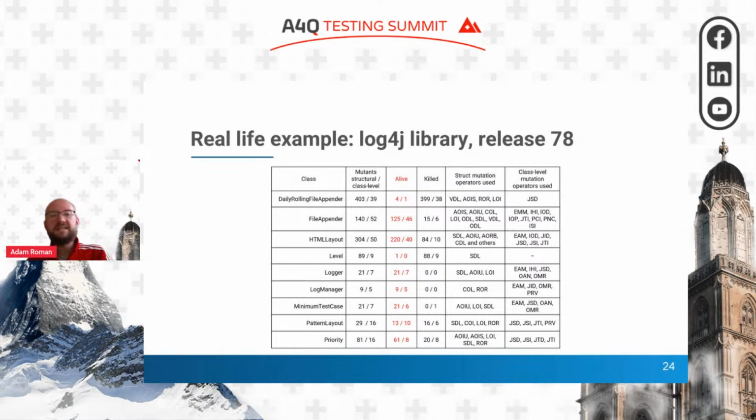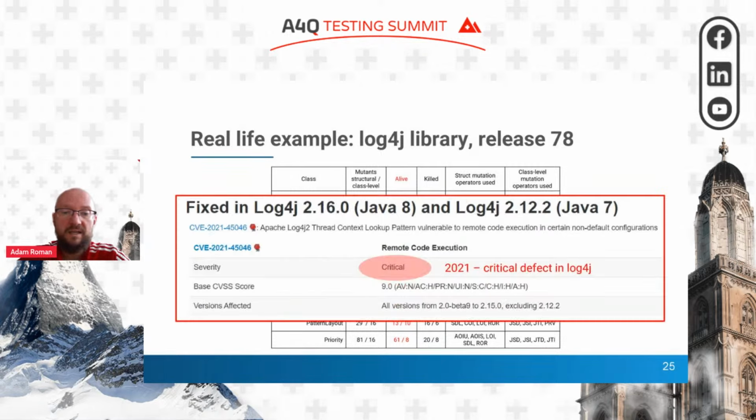Now, here is some real-life example. This table presents the results of mutation testing for one version of log4j library, and you can see here that for many classes, there are still some alive mutants, which means that the original test suites related to these classes were not able to detect everything. That may be the reason why there was a very well-known failure 1 or 2 years ago.